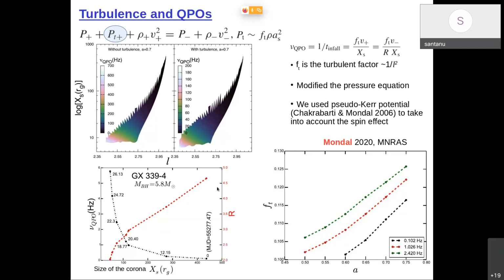and in the right axis of this figure, the red line shows the shock compression ratio variation, and this is basically QPO frequency variation with shock location, as these are the main two parameters, Xs and R. We also wanted to check how the turbulence factor changes with spin parameter. So for a given QPO frequency, we have estimated the turbulent factor Ft, and we found that with increasing spin parameter, turbulence also increases.